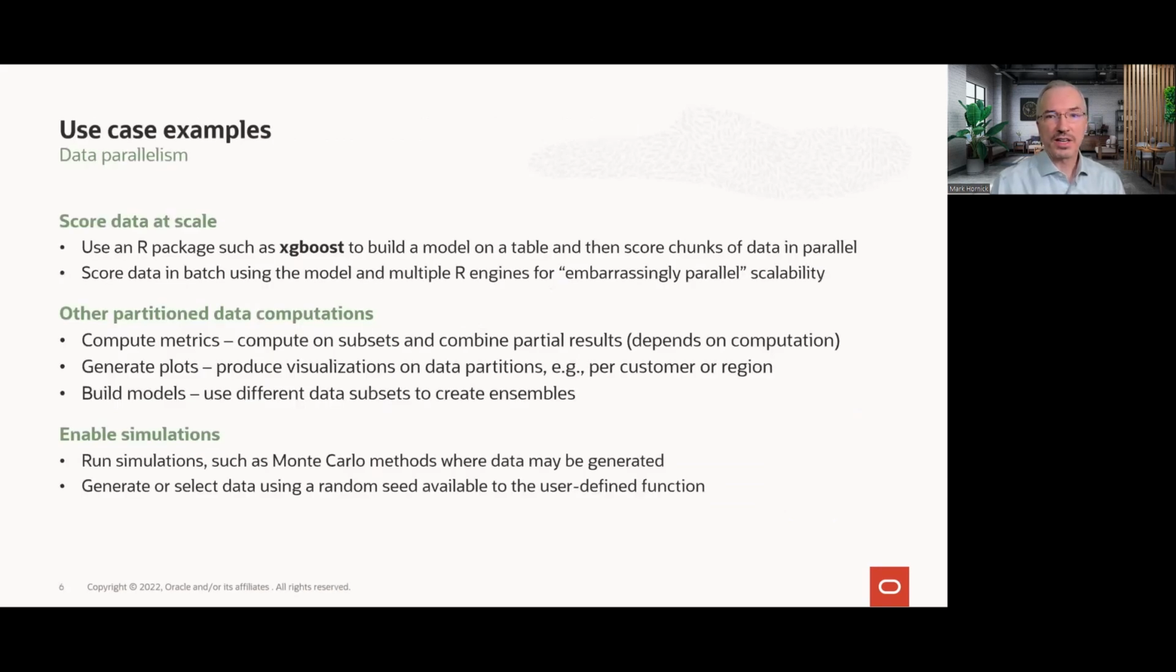So what are some use cases that can benefit from data parallelism? Well, perhaps the most obvious one is scoring data at scale, which is inherently an embarrassingly parallel problem. Other partitioned data computations include computing statistics or generating plots, like per customer or per region. Model building too can benefit by using different data subsets to create ensembles. And Monte Carlo simulations may be run on data that is randomly generated or selected.